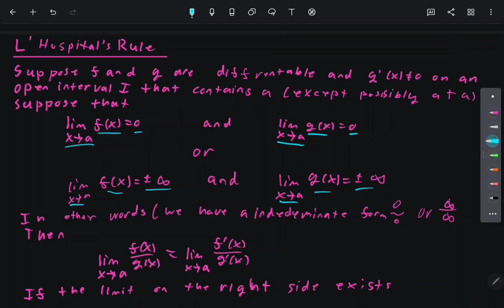So in these cases where it's f of x, the limit as x approaches a of f of x and g of x are 0 or infinity, or in other words, we have an indeterminate form of 0 over 0 or infinity over infinity, the limit as x approaches a of f of x over g of x is equal to the limit as x approaches a of f prime of x over g prime of x.